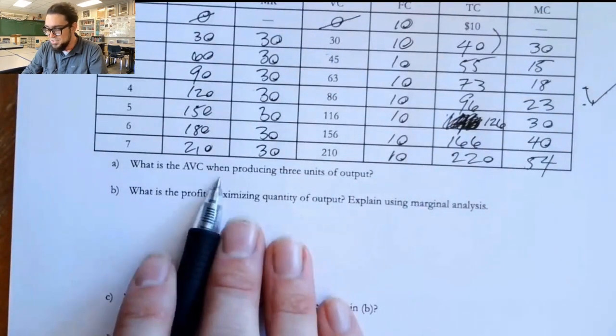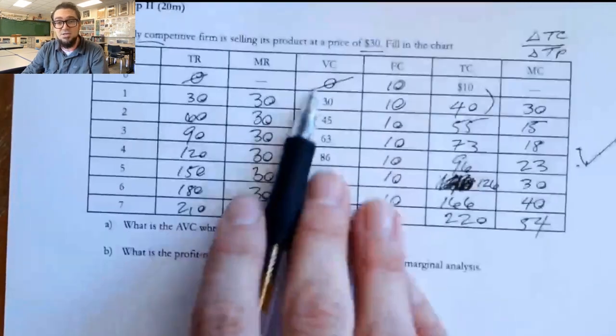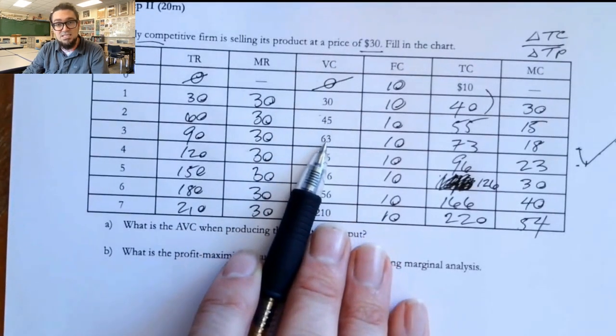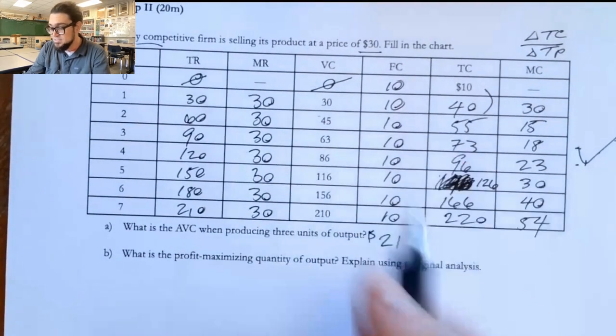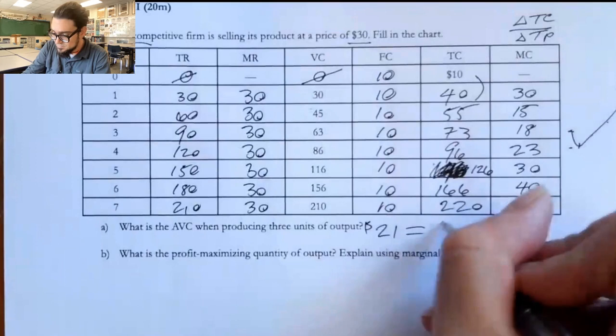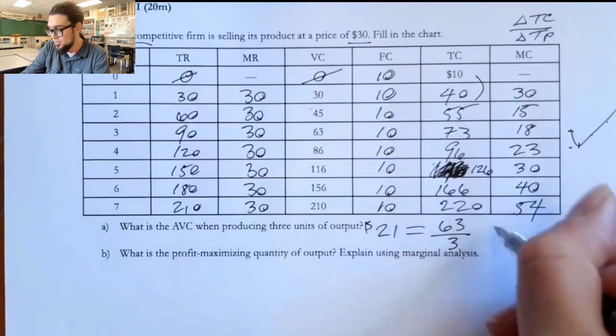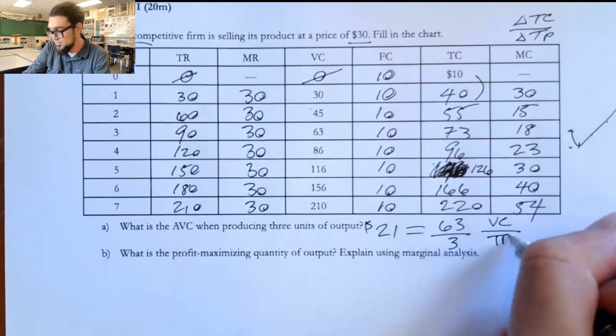What's the AVC when producing 3 units of output? Well, that's easy. That's going to be 63 divided by 3, which is $21. So 63 over the number of units of product, because that's just variable cost over total product.